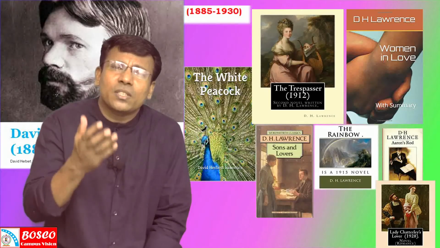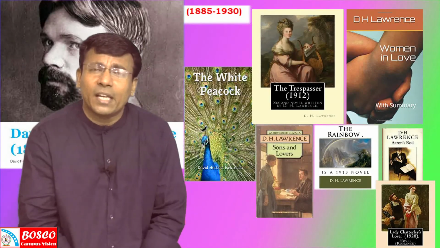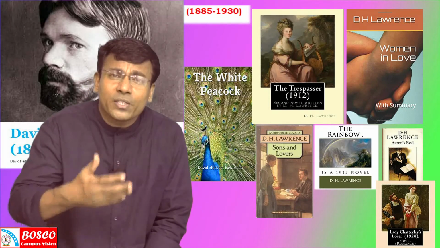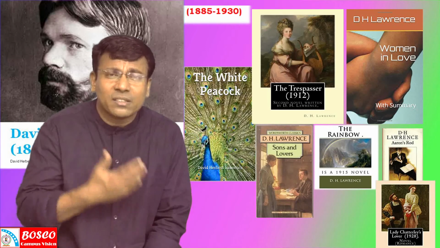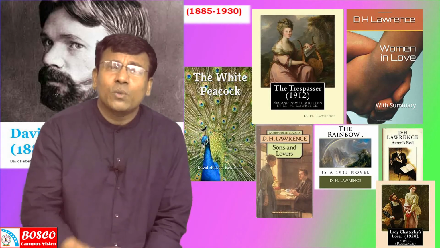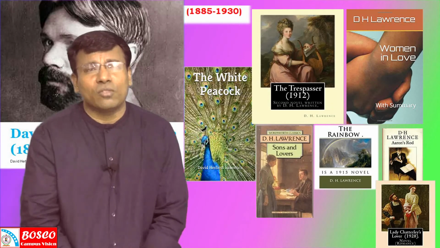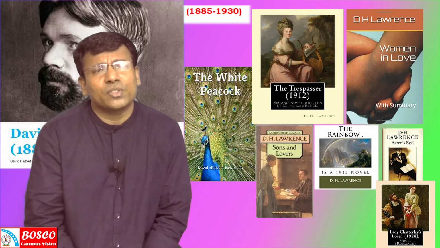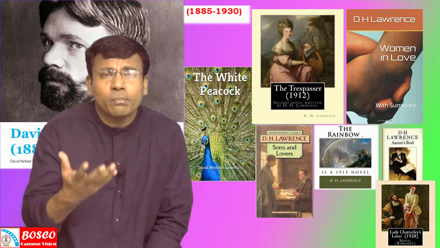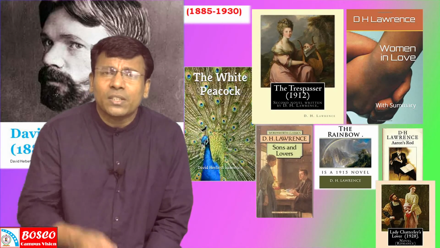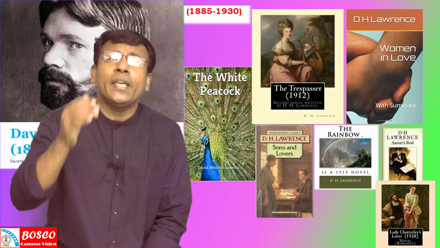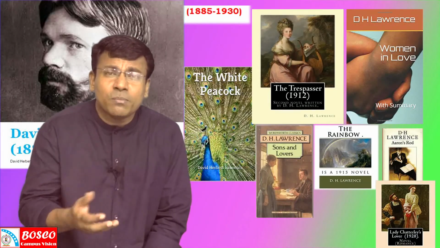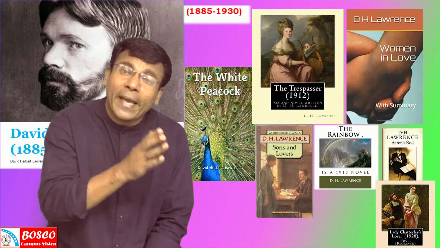He published The White Peacock in 1911. He abandoned teaching. Then he became a poet, a short story writer, essayist, critic, and travel writer. He was widely known for his novels. What were some of the novels of D.H. Lawrence? The first novel, as I mentioned, is The White Peacock, published in 1911. It is a story of unhappy human relationships. It contains one of his chief themes, the conflict between man and woman.